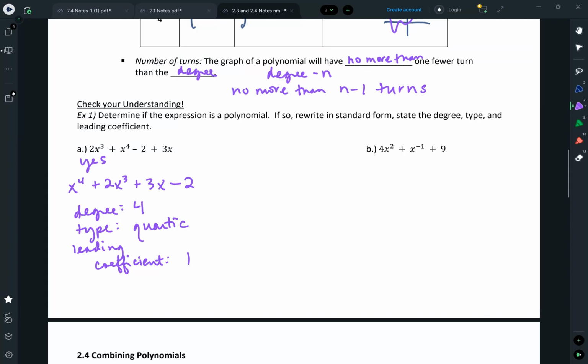Okay, second one, let's see. I've got 4x squared plus x to the negative exponent. So nope, it's not a polynomial. So can't do anything with that.